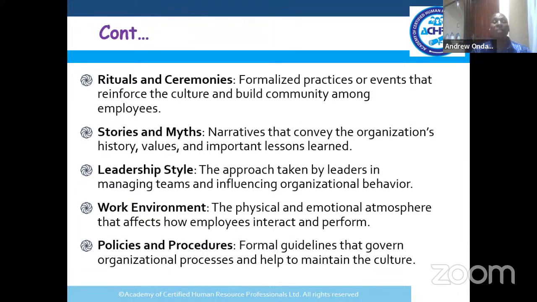The other aspect is rituals and ceremonies. We conduct ceremonies either end of year parties or when people are leaving, we hold exit ceremonies. And this is a culture which represents the value that we attach to the employees that we are celebrating. There are other stories and myths that are told about the organization. We tell stories about our organization, where we have come from, where we are, and where we are going. So people understand an organization through those stories.